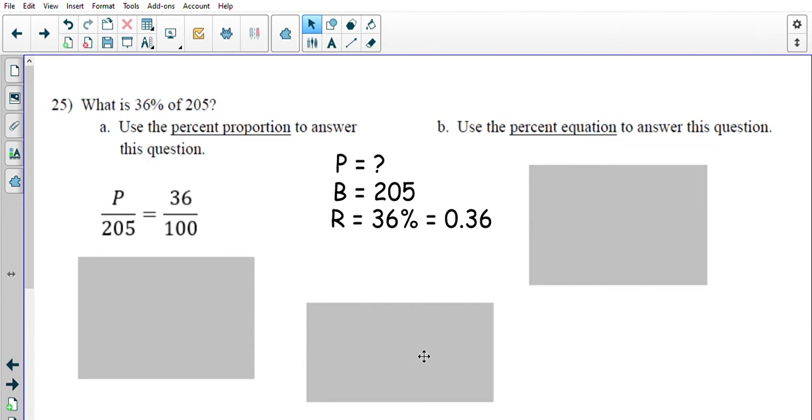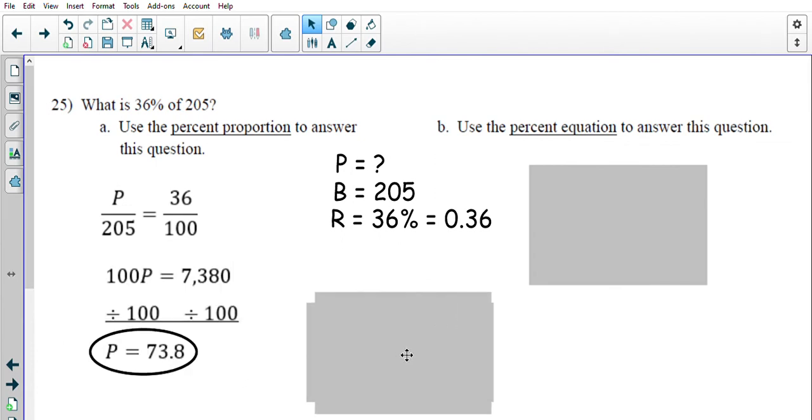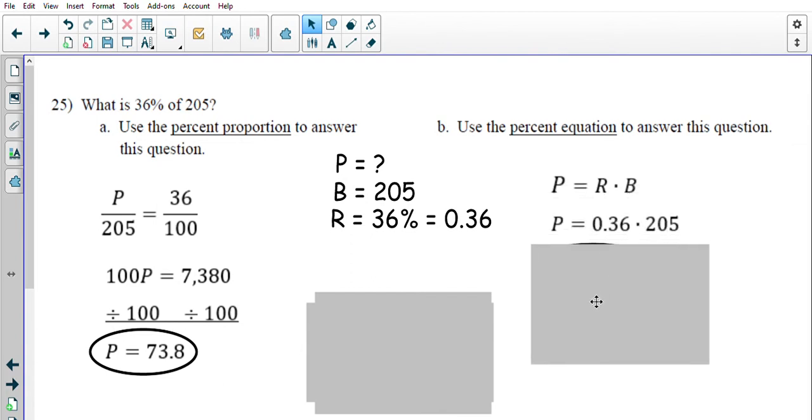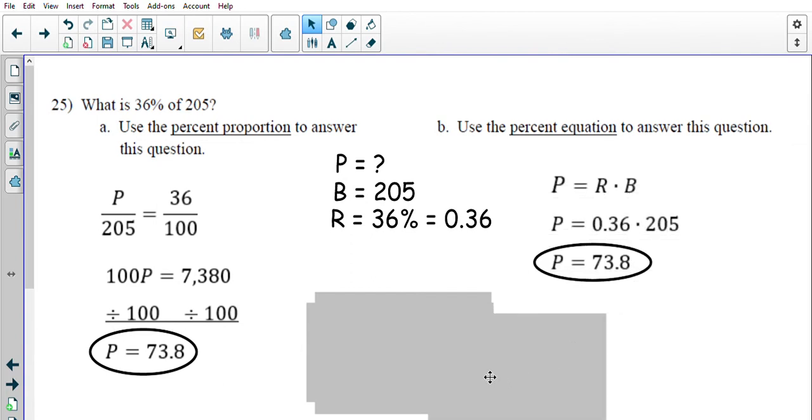Percent proportion, you don't write the percent as a decimal, but you do for the percent equation. We do 100 times P, 36 times 205, divide both sides by 100, and you get 73.8. Now, percent equation, P equals R times B, is going to be 0.36 times 205, which is 73.8 as well. So either one works here, although I personally think the percent equation is a little easier there.